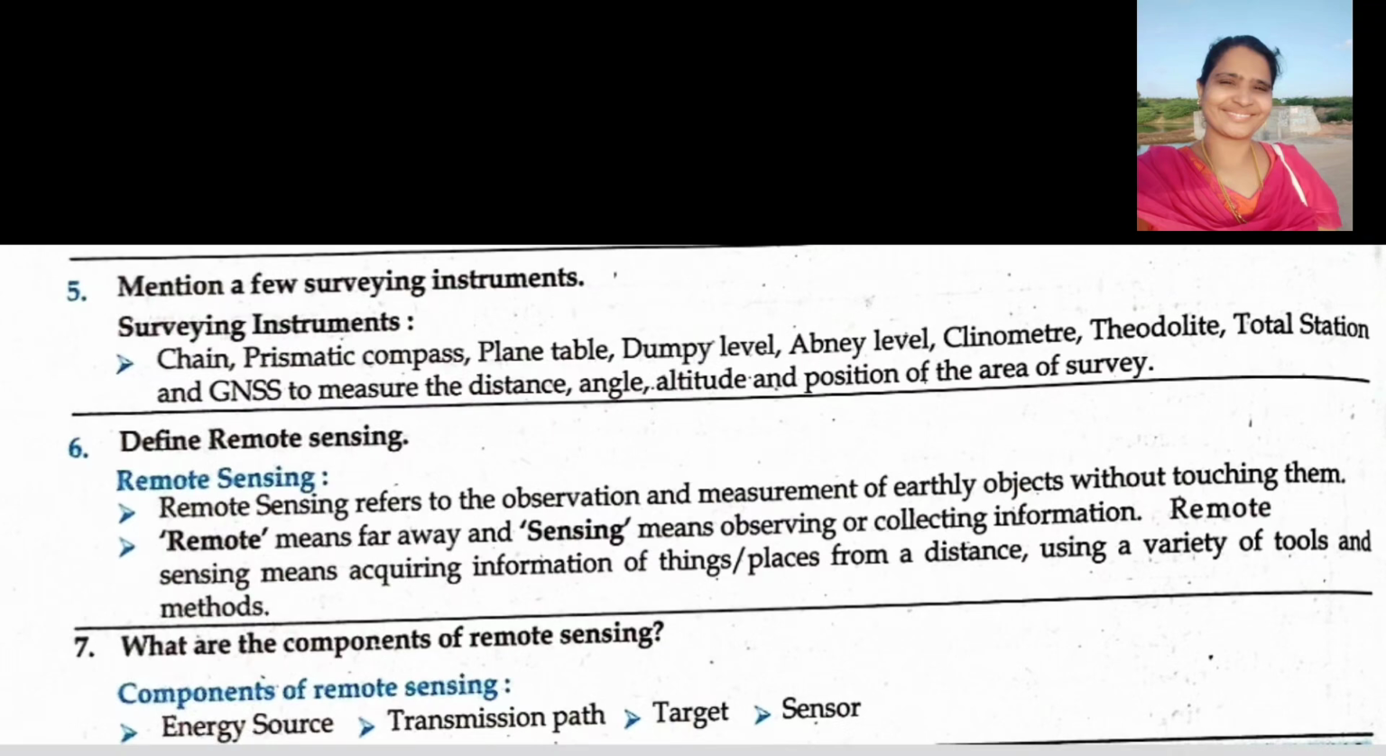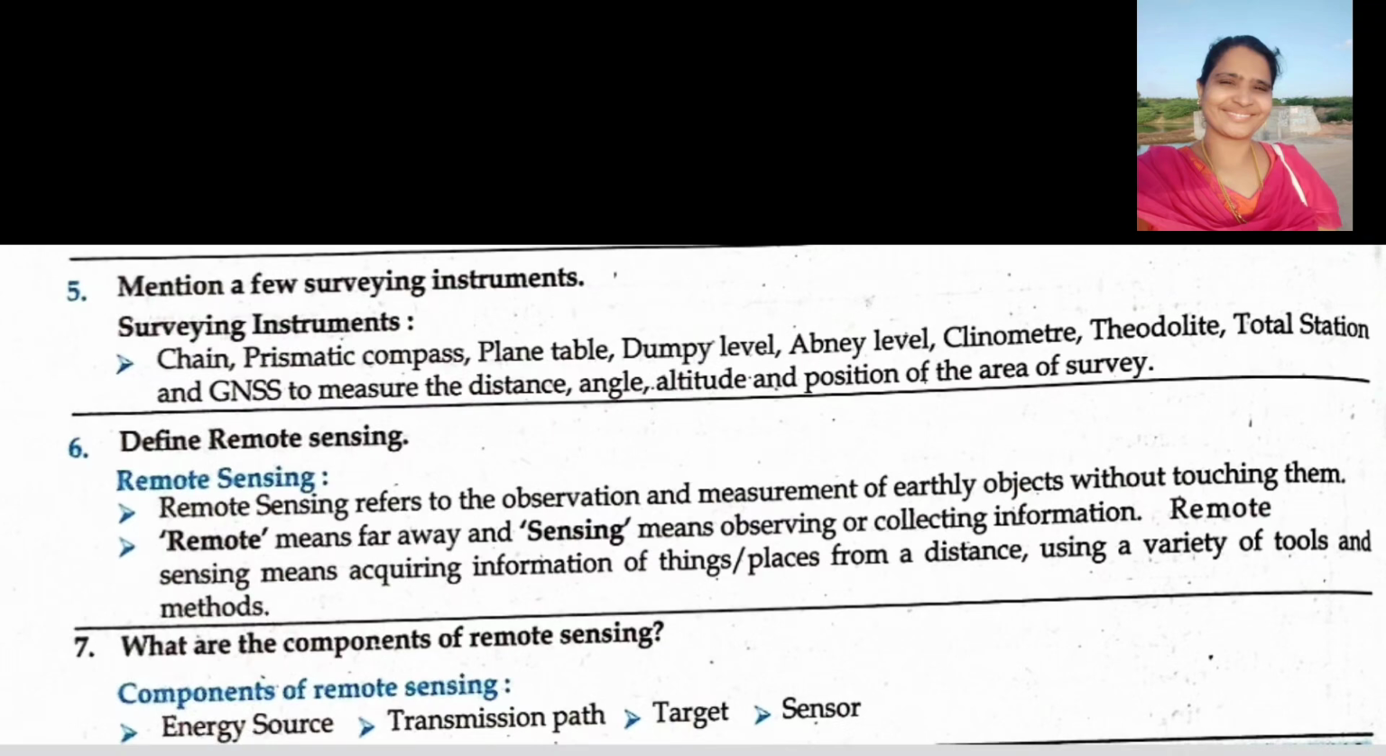Fifth one, define remote sensing. Remote sensing refers to the observation and measurement of earthly objects without touching them. Remote means far away, and sensing means observing or collecting information. Remote sensing means acquiring information of things or places from a distance using a variety of tools and methods.